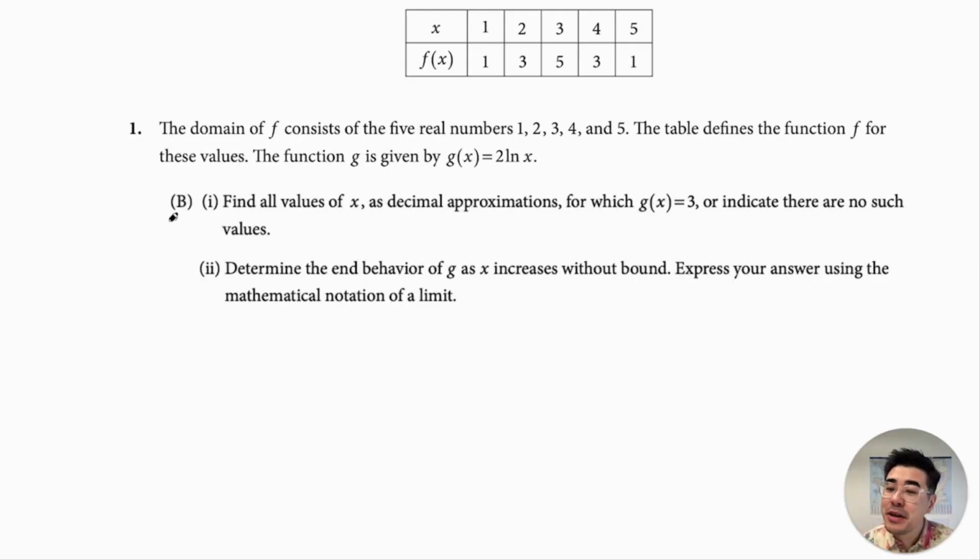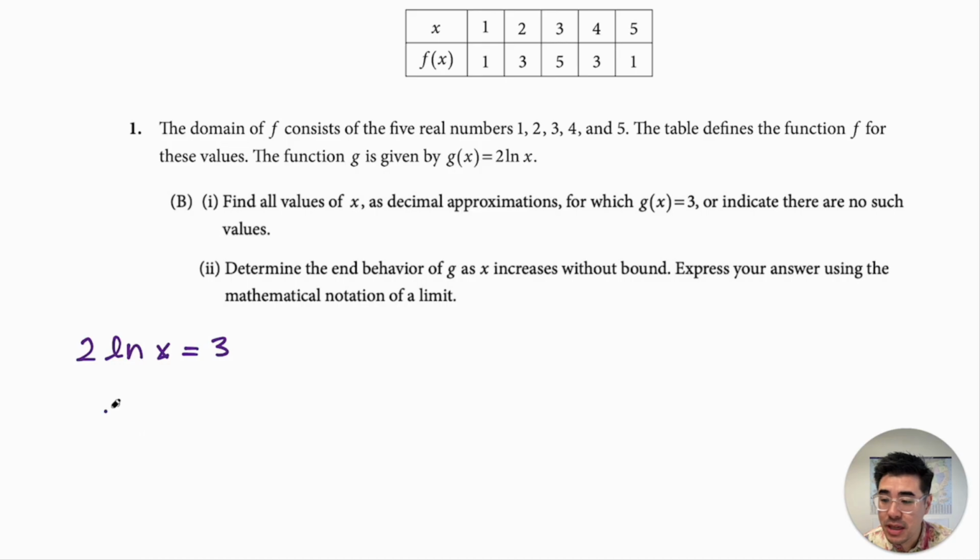Part B says find all values of x as decimal approximations for which g of x is equal to 3 or indicate there are no such values. So the question gives us that g of x is equal to 2 ln x, so I'm just going to substitute that expression into there. So I get 2 ln of x is equal to 3.